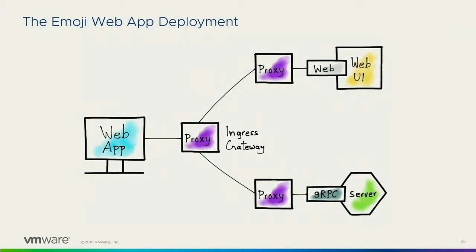Now that we have all the code ready, we can see the deployment diagram. When we deploy this application on Istio, this is what it would look like. We have the web UI and a proxy in front of it. We also have a server with the gRPC API and also a proxy in front of it. And Istio deploys this third proxy called the ingress gateway. This is a special proxy, so all the traffic entering the system will go through this proxy, and it can decide how to route this traffic to the services in the backend.